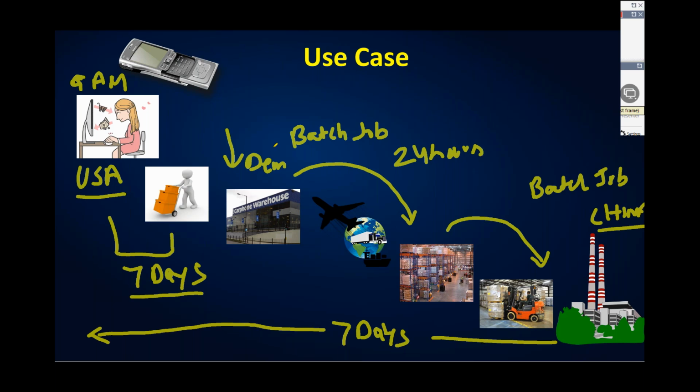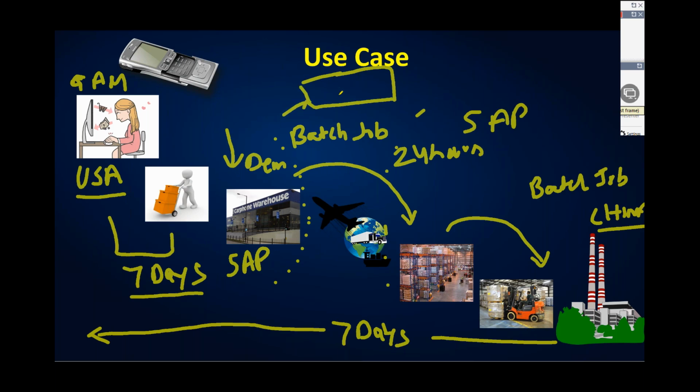And the system becomes more complex if we have different landscapes, which generally we do. The USA business is on a different ERP or SAP landscape. The China business is on a different SAP landscape. So in that case, we have different SAP landscapes. In between there are some kinds of systems or boxes, which again take the demand and then transfer it ahead to the different landscape. So in those cases we have even more batch jobs.